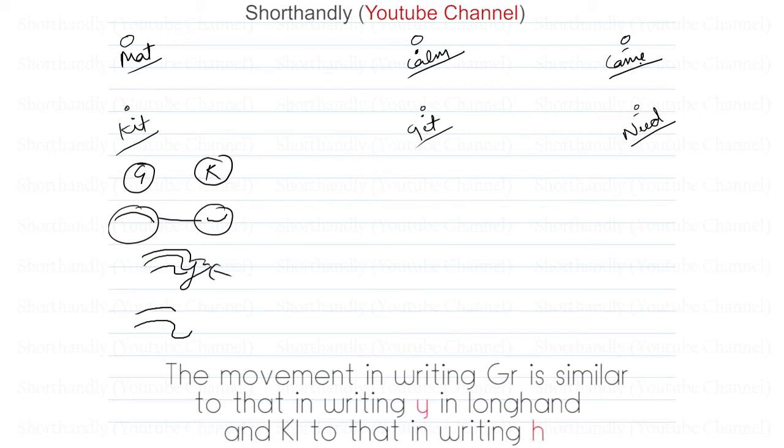Forget all this part, just focus on this part. So the motion is like this. Okay, so let's read the next phrase of this statement. The movement in writing KR is similar to that in writing Y in longhand. We did that. After that, KL to that in writing H. So H in longhand is made like this. So if you write K and L, because this statement says KL to that in writing H.